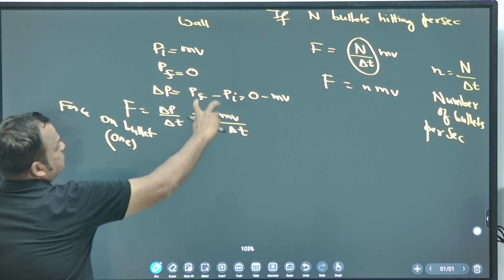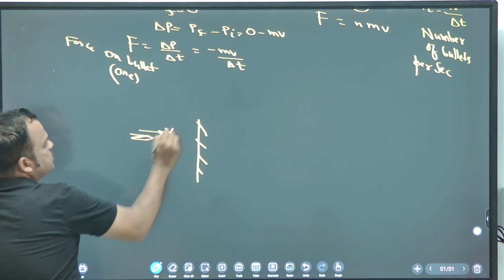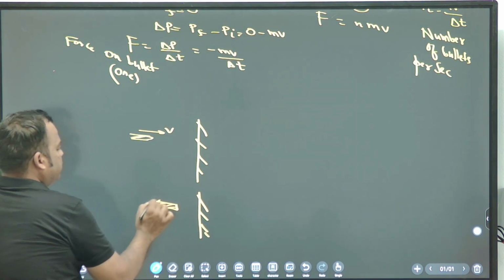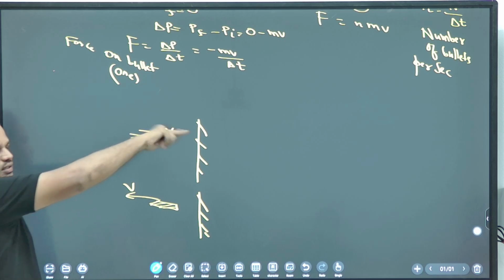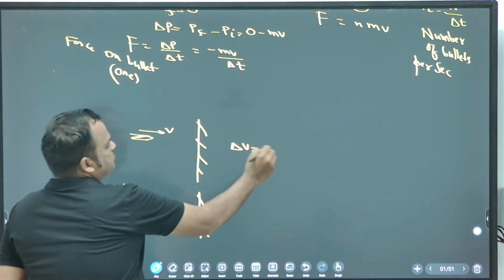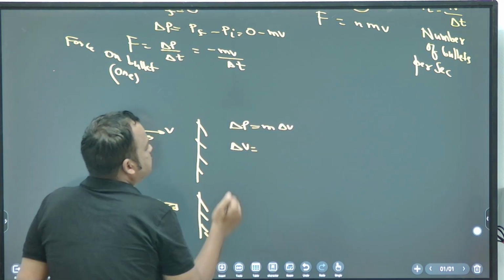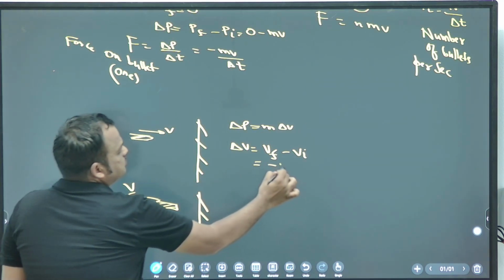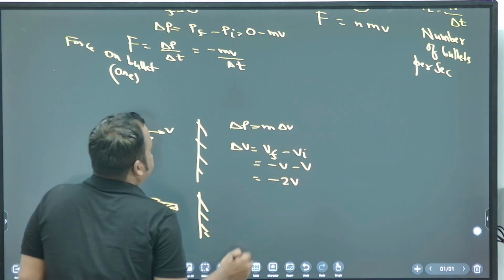So suppose the initial velocity is v, and after rebounding the velocity is v, only the direction reversed. Previously the direction was right side, now it is left side. Now what is the change in momentum? m delta v, where delta v is final minus initial. That is minus v minus v, so total minus 2v, correct.